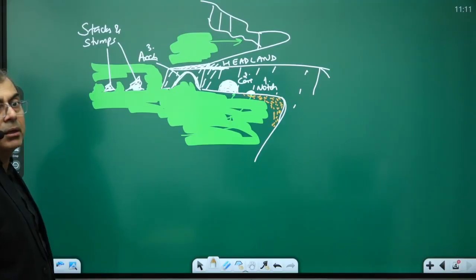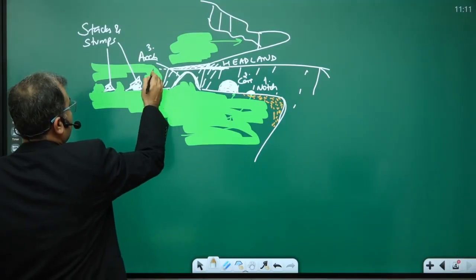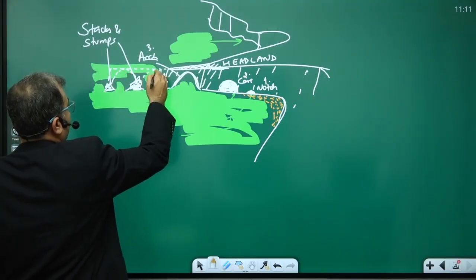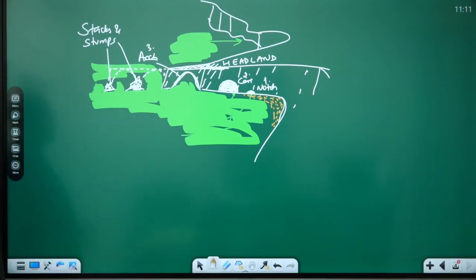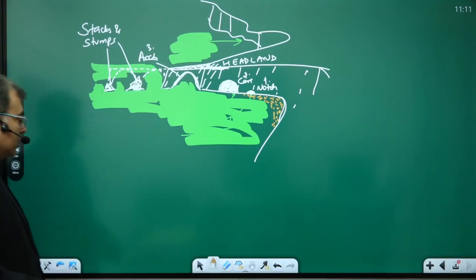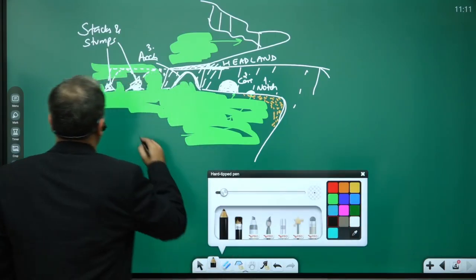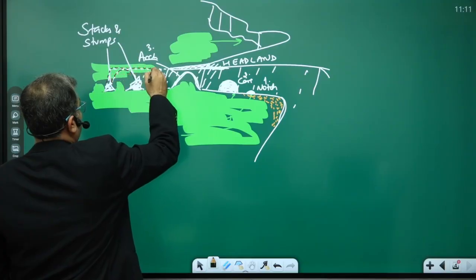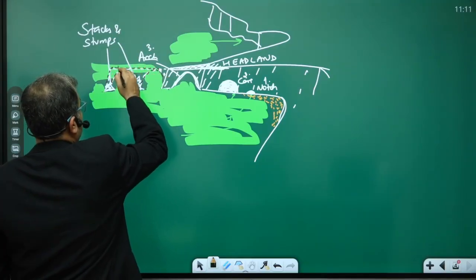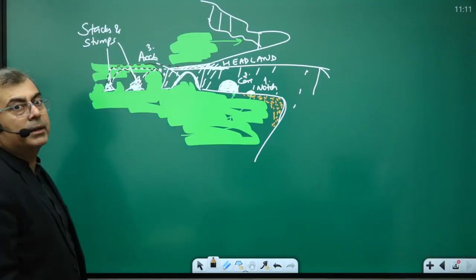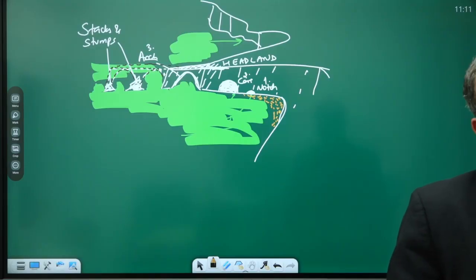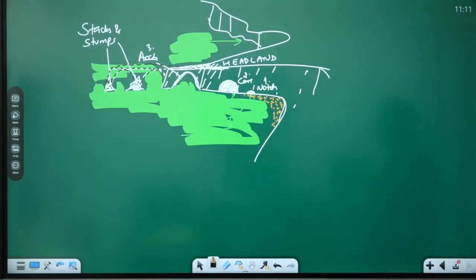How are they formed? Well, formerly they were also a part of an arch. In the past, they were a part of an arch. Now what happened? The roof of the arch collapsed. So in the past, they were also a part of the arch, and that thing collapsed, and as a result, these are left behind. Is everyone okay with stacks, stumps?